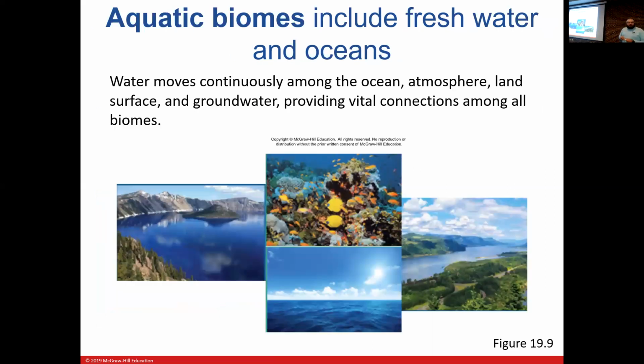Then you have those aquatic biomes, which include things like freshwater versus oceans, the actual topography underneath, all that kind of fun stuff. Water is continuously moving around the ocean, the atmosphere, the land, and the surfaces, providing those vital connections among all of those different biomes. Obviously, there's a big difference between a rainforest and a desert, and all that's being driven by how much water is present.